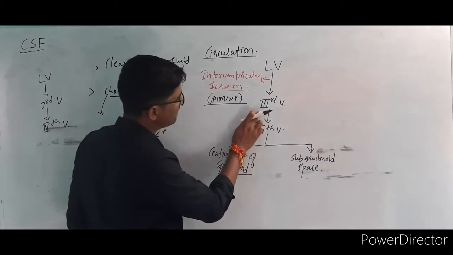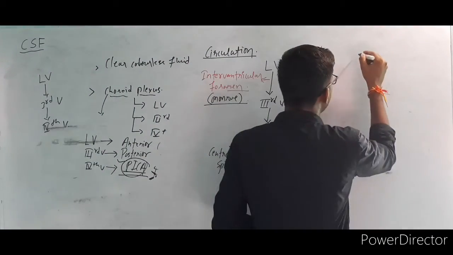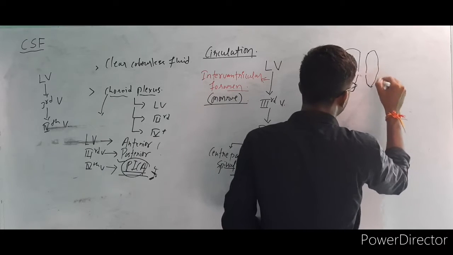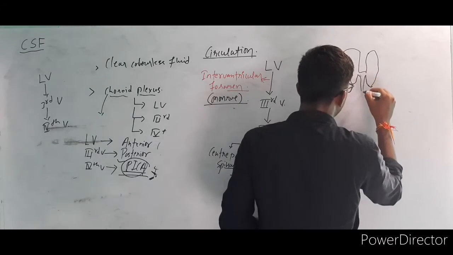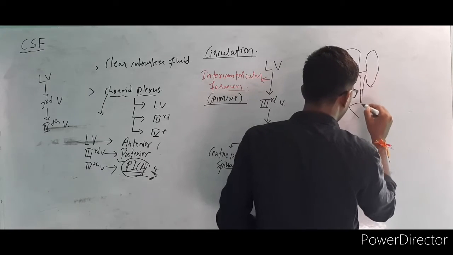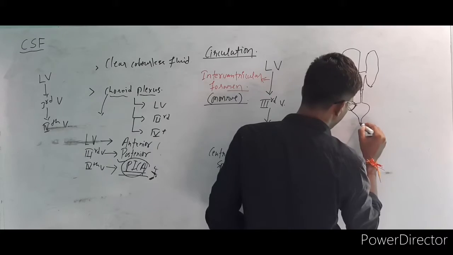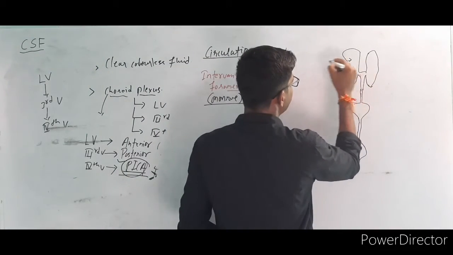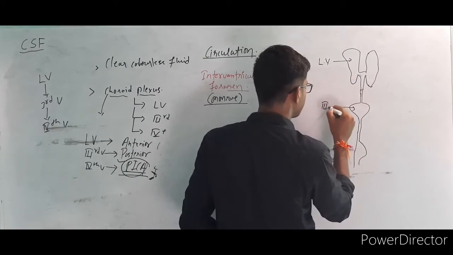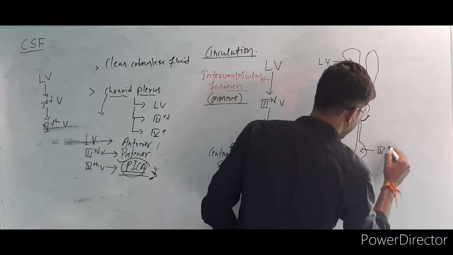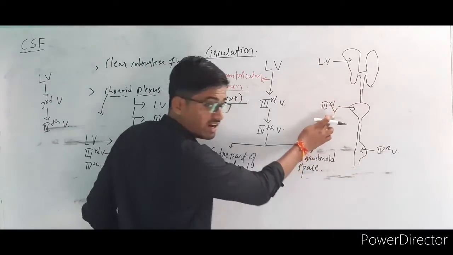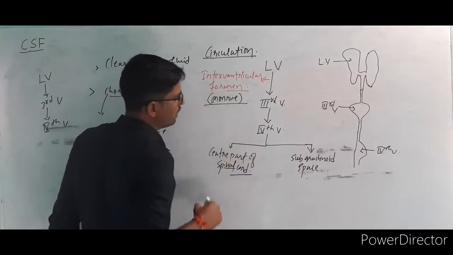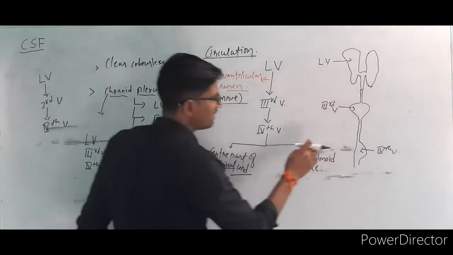From the third ventricle, CSF will come into the fourth ventricle. I am drawing one diagram here. See, this is the lateral ventricle. Here is the third ventricle, and this is the fourth ventricle. So from the lateral ventricle, it enters into the third ventricle through this interventricular foramen, also called the foramen of Monro. From the third ventricle, it enters into the fourth ventricle, from here to here.